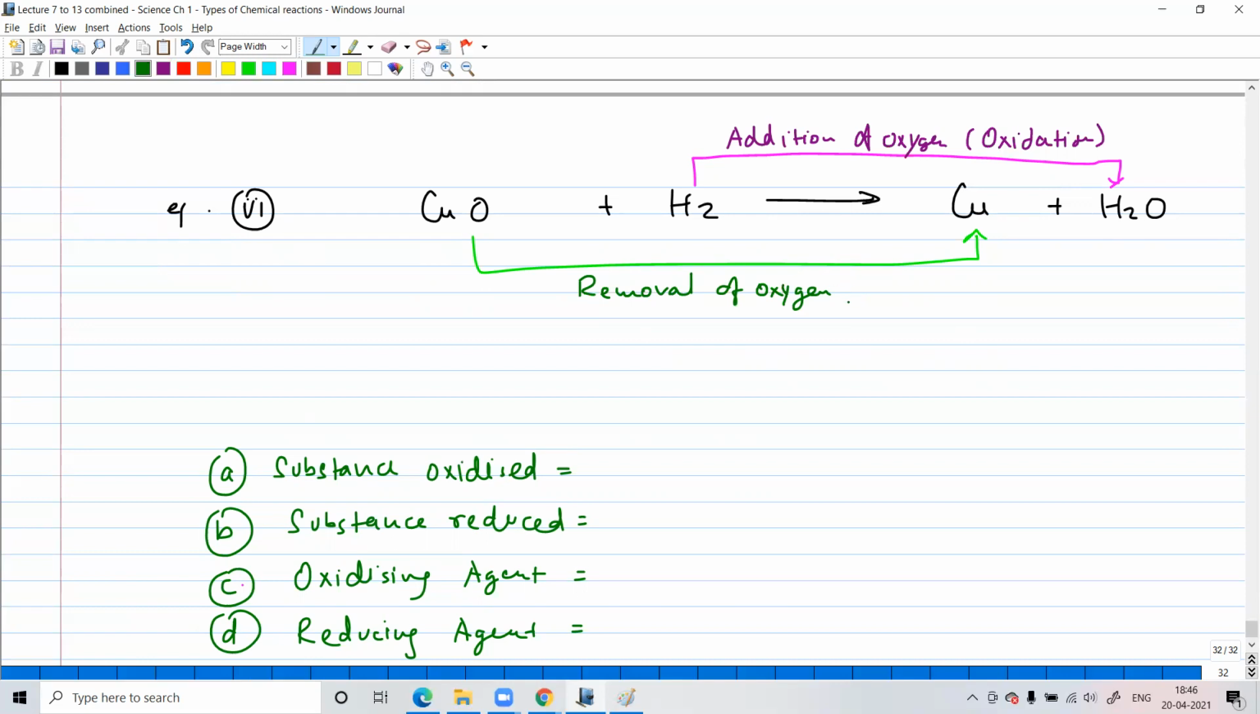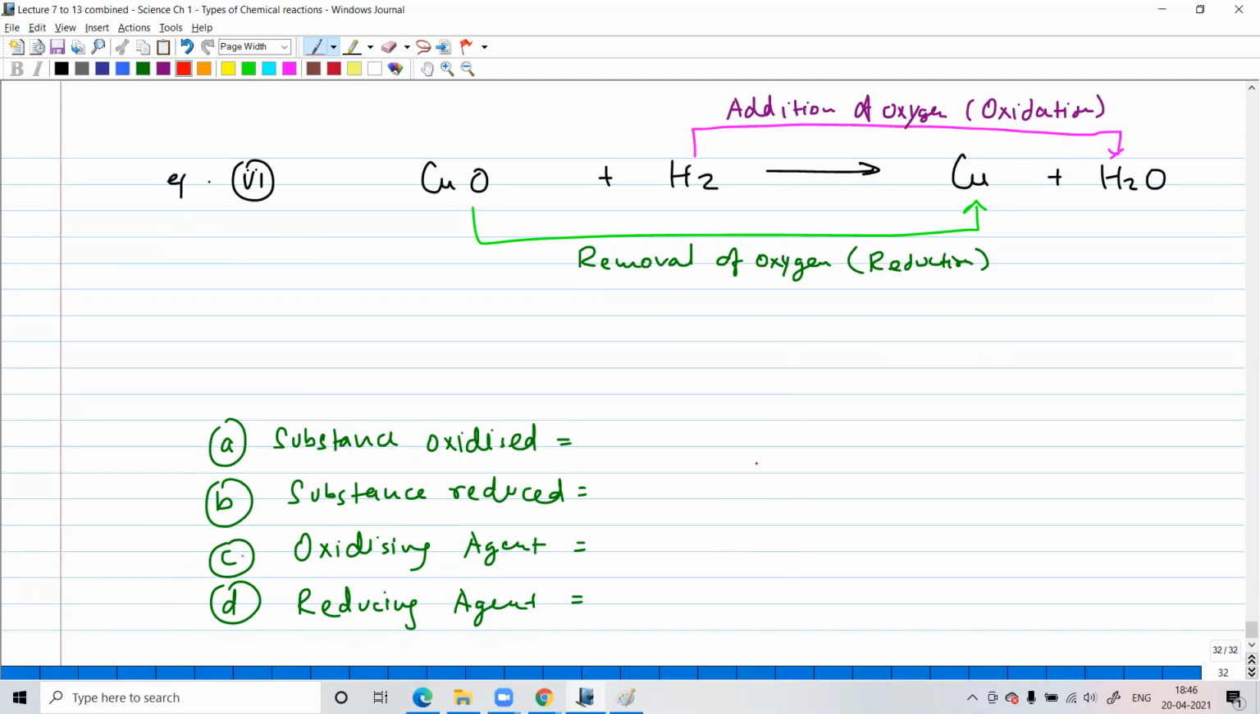Okay. Could you tell me the answer for these questions very, very fast? Substance getting oxidized is hydrogen, sir. Substance getting reduced is copper oxide. Oxidizing agent is copper oxide, and reducing agent is hydrogen.